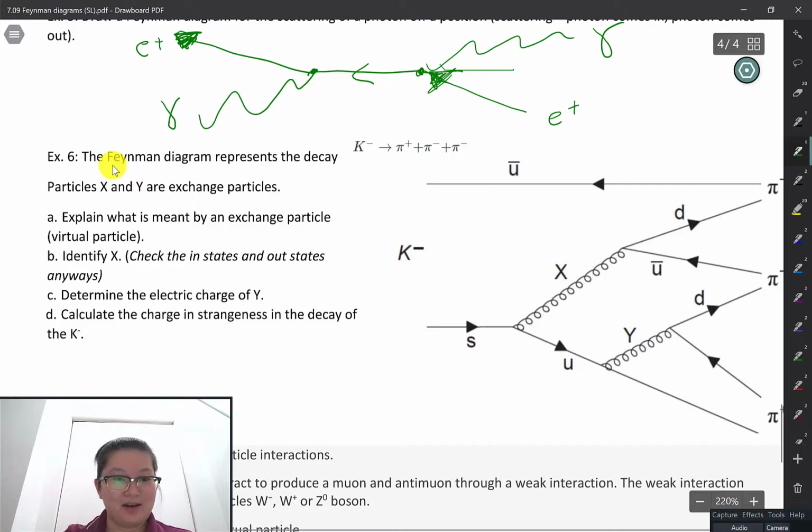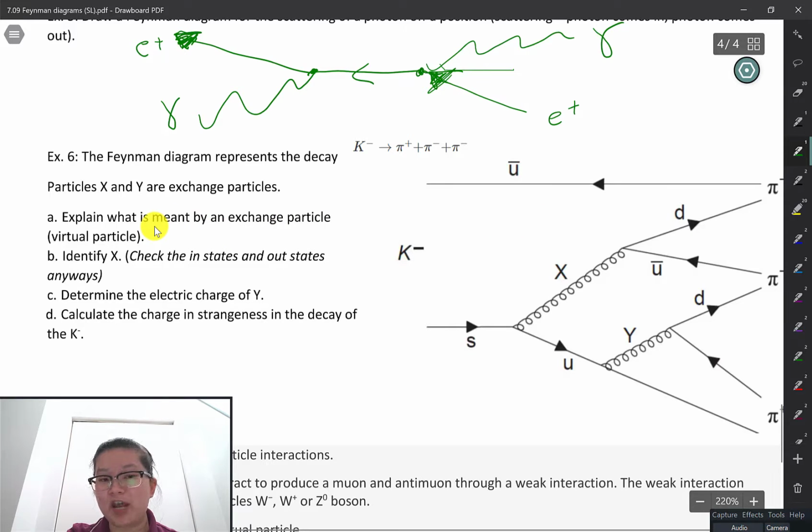Let's get started. The above equation here is the decay. We have a kaon decaying into a bunch of different mesons. We have a meson to start with, a kaon, which has an anti-up and a strange quark, and it looks like several other pions are being produced here as well. So let's start off with question A.